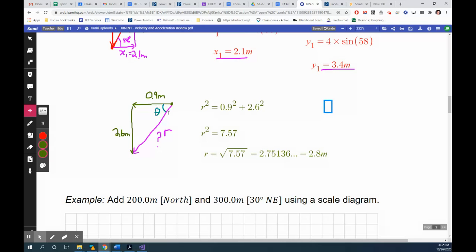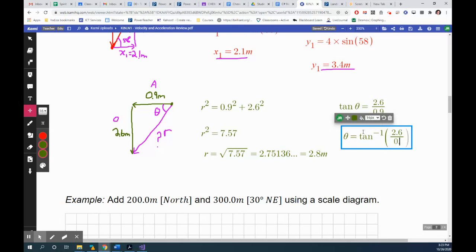But we also need to know the angle. How are we going to find the angle? Well, what do we know here? We know the adjacent and the opposite side. And so what are we going to use? Adjacent, opposite, SOHCAHTOA. OA is what we're using. So we're going to do tan of theta equals the opposite, which is the 2.6, over the adjacent, which is 0.9. That means that theta equals tan to the -1 of 2.6 over 0.9.